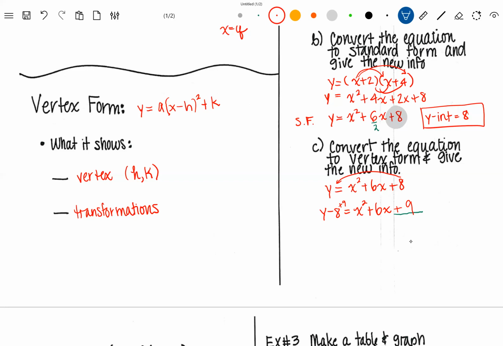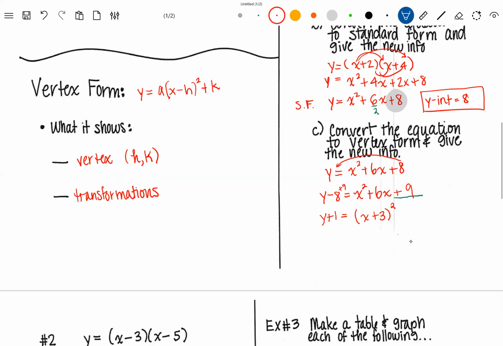So over here on the left, -8 plus 9 changes this to y plus 1. And here, instead of x squared plus 6x plus 9, I'm going to write this as x plus 3 squared. And then to finish putting this in vertex form, I'm going to move that 1 back over. So y equals x plus 3 squared minus 1.